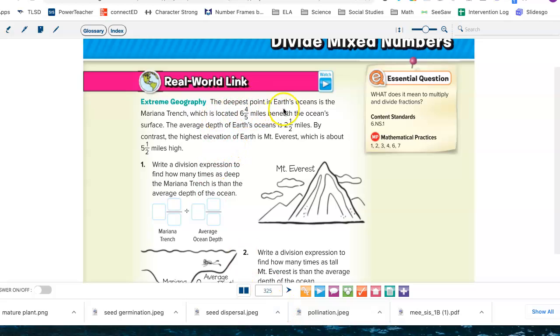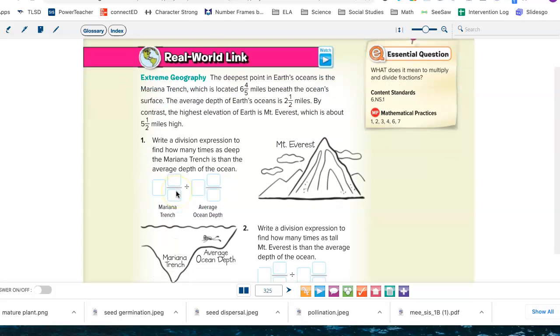So the deepest point in Earth's oceans is the Mariana Trench, which is located 6 4/5 miles beneath the ocean's surface. The average depth of the Earth's oceans is 2.5 miles. By contrast, the highest elevation of Earth is Mount Everest, which is about 5.5 miles high. So they just want us to write a division problem. So we're going to write an expression to find how many times as deep the Mariana Trench is than the average depth of the ocean.